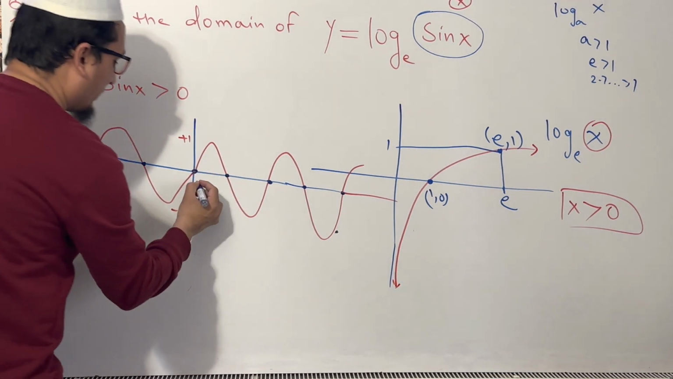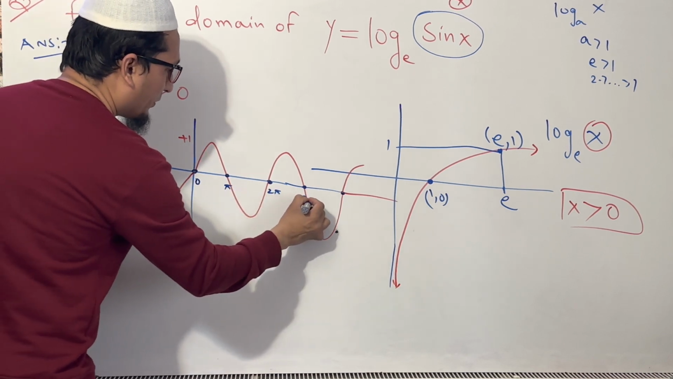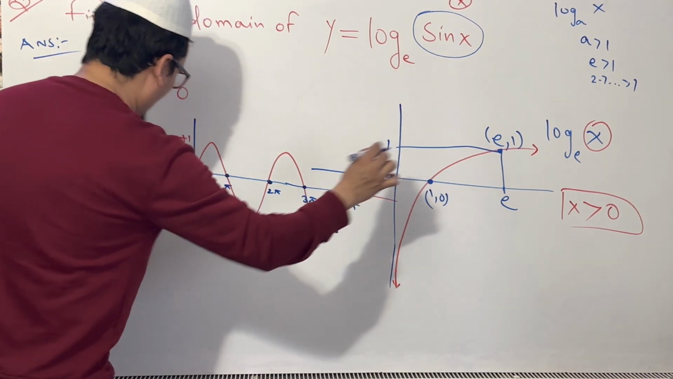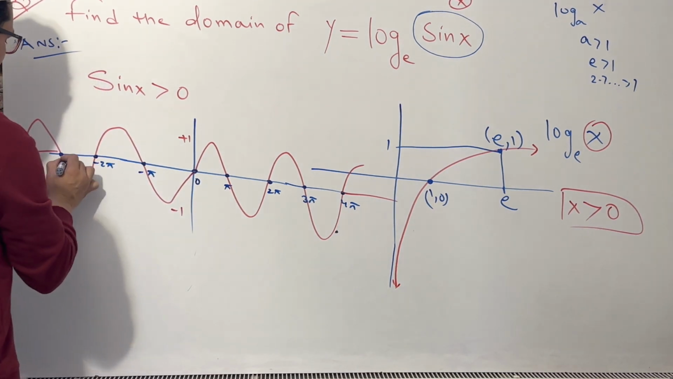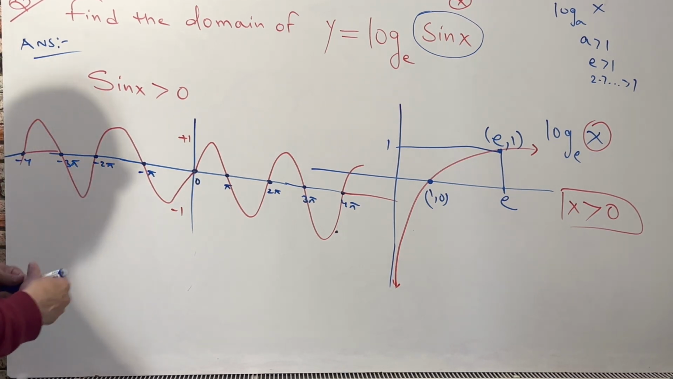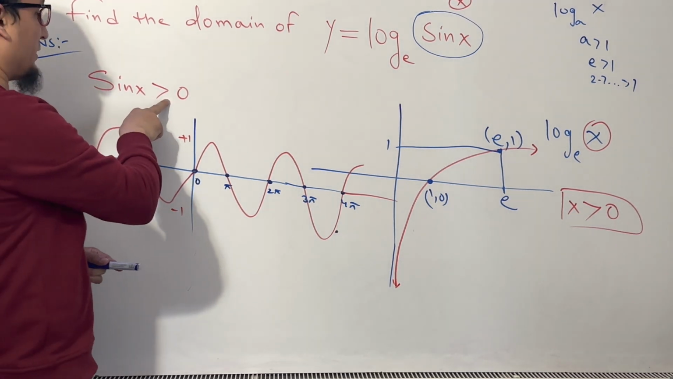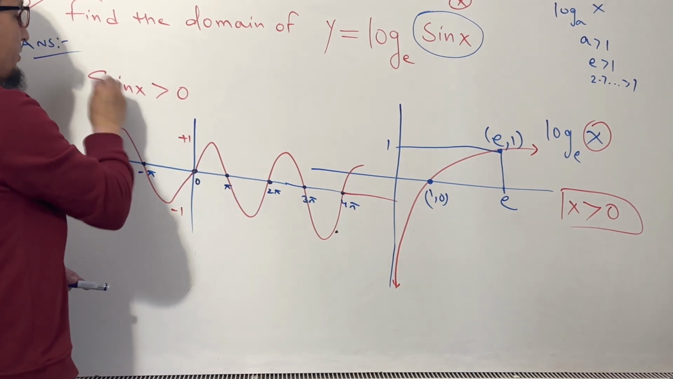So what are these points? 0, this is pi, 2 pi, 3 pi, 4 pi, and so on. And here minus pi, minus 2 pi, minus 3 pi, minus 4 pi, and so on, right? So I don't want 0 because this is not equal. Okay, I want the positive values of sin x, just the positive values of sin x.